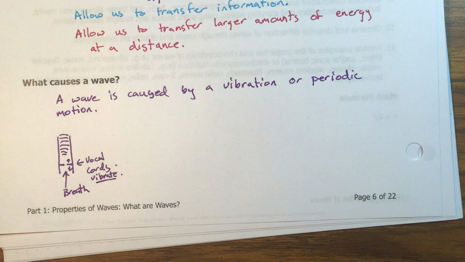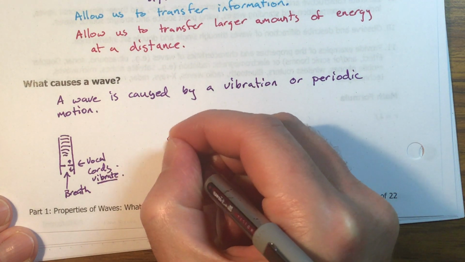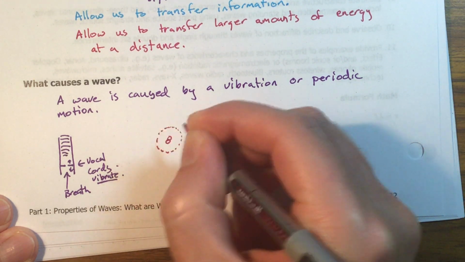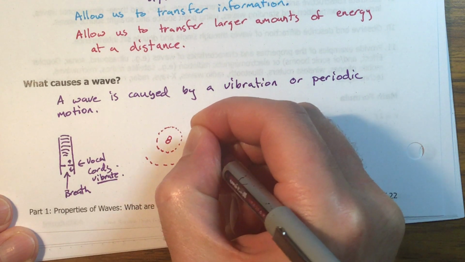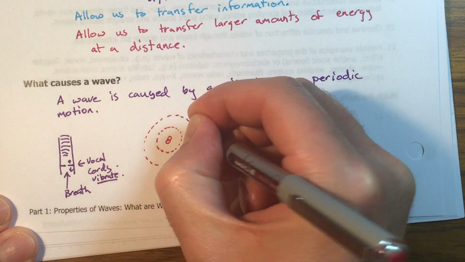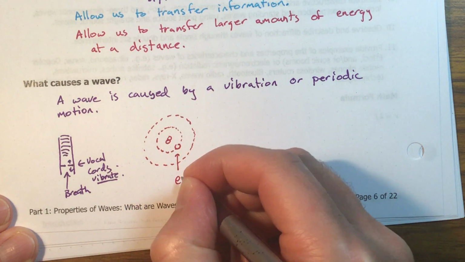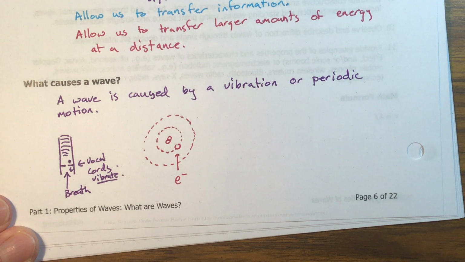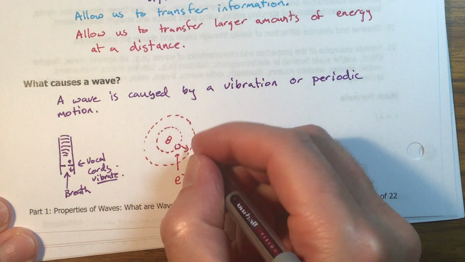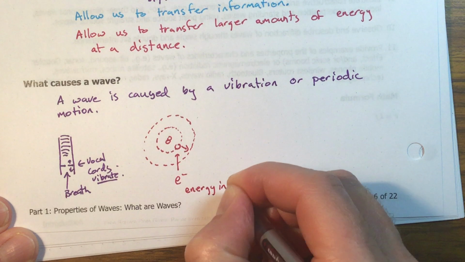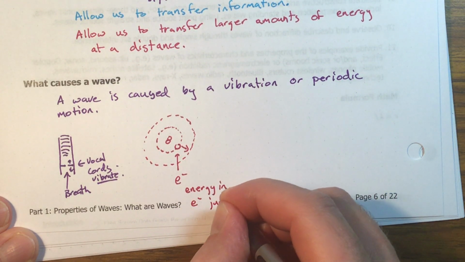In light, you can get light in a very simple way. If we've got a simple molecule here, and a molecule has different electron orbits. So here's an electron. If we put some energy into that electron, it can jump up to a higher orbit. So some energy in, and the electron jumps to a higher orbit.